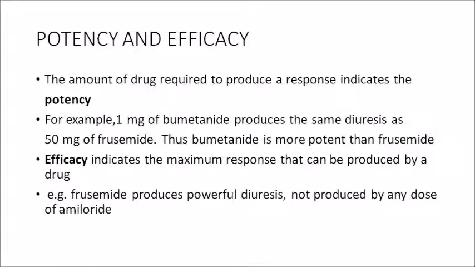So clear with potency. Now comes efficacy. Efficacy indicates the maximum response that can be produced by a drug. That is, we already said only if there is 50 milligram of furosemide, it can show its action of diuresis. But furosemide is very efficacious because it can produce powerful diuresis that cannot be produced by any dose of amiloride. Once we give 50 milligram of furosemide, its efficacy is so high that it can produce very powerful diuresis that cannot be produced by any dosage of amiloride. So that is potency and efficacy.